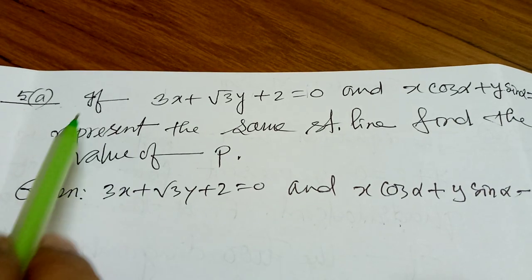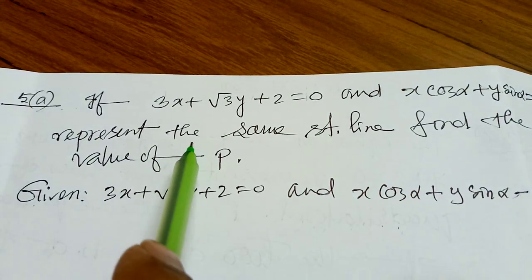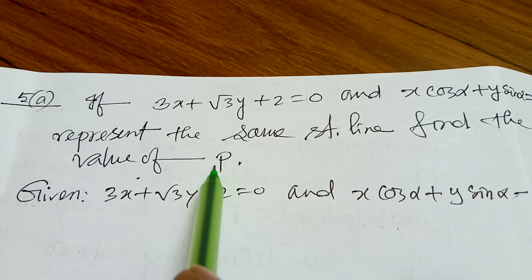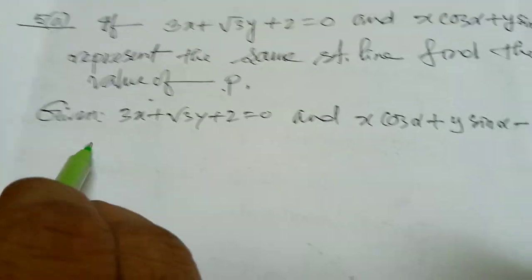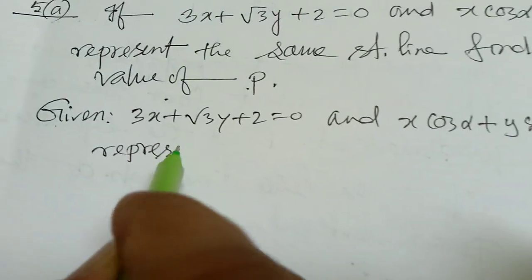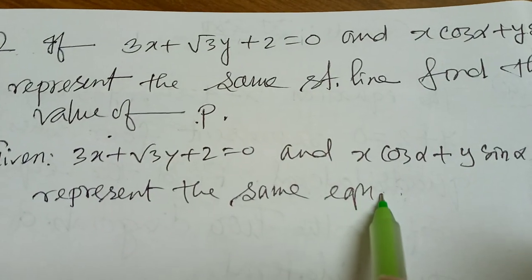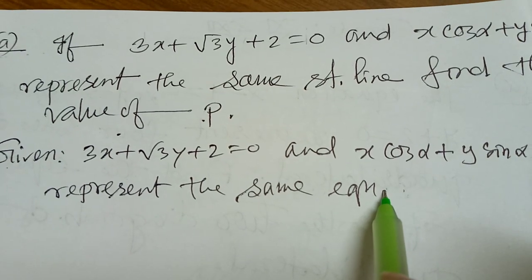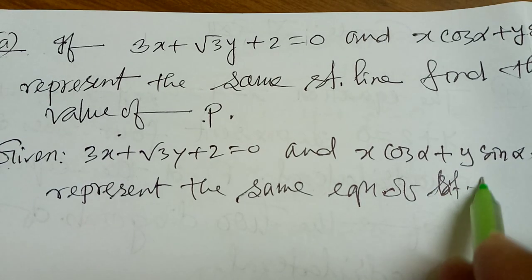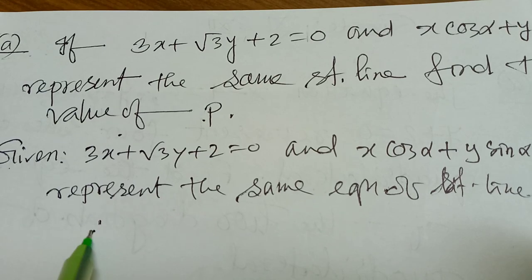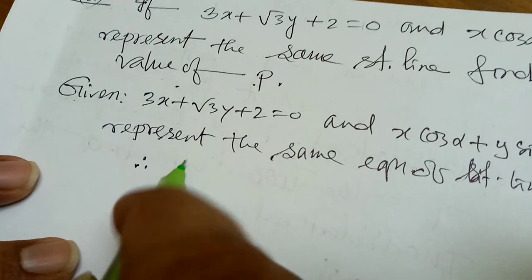Students, look, another one. If 3x plus root 3 y plus 2 equal to 0 and another equation, x cos alpha plus y sin alpha equal to p, represent the same straight line, find the value of p. Here p is a constant. So given this equation and this equation represent the same equation of a straight line, the coefficients of x and y and the constant will be proportional.